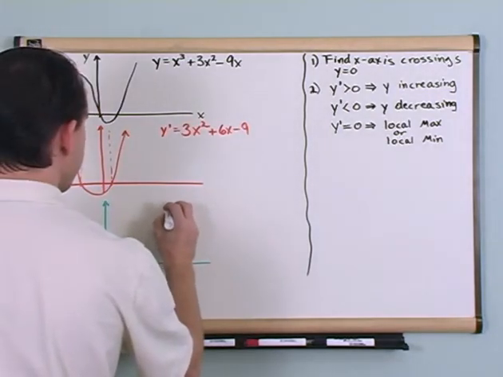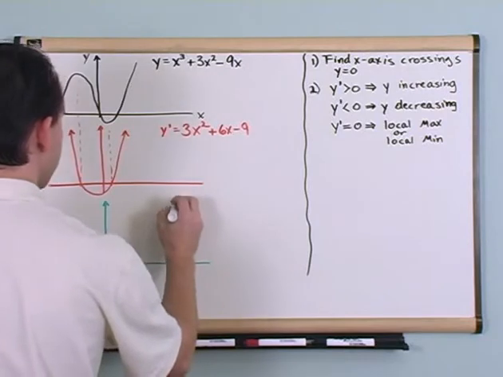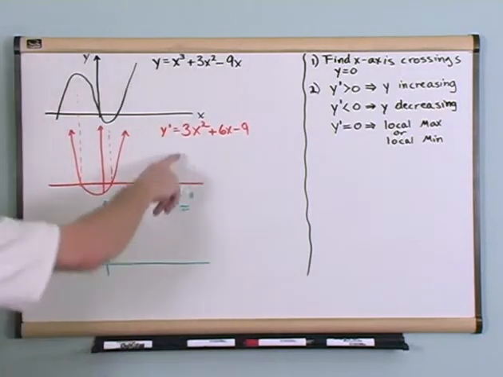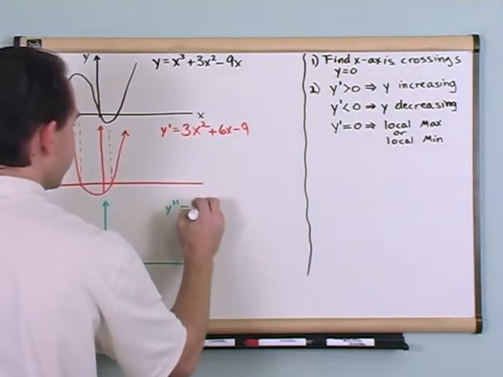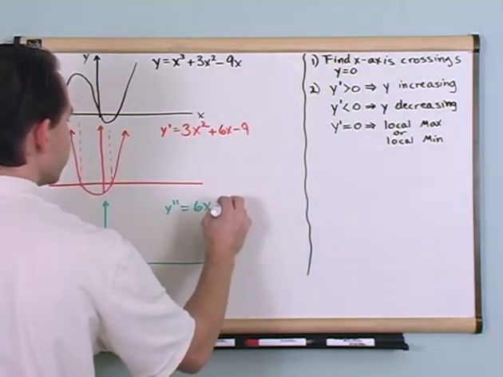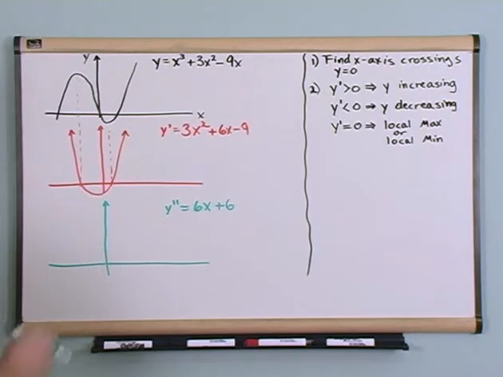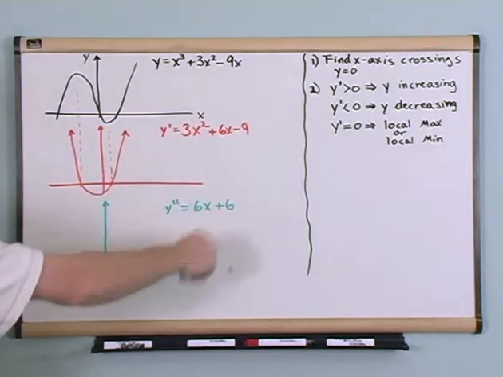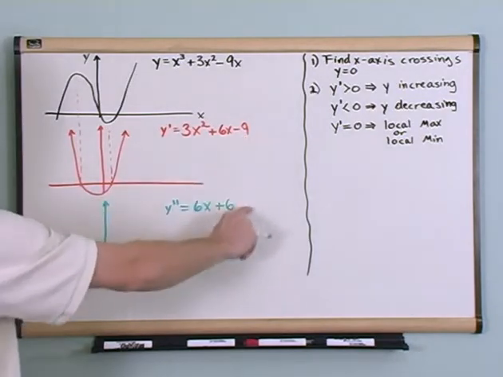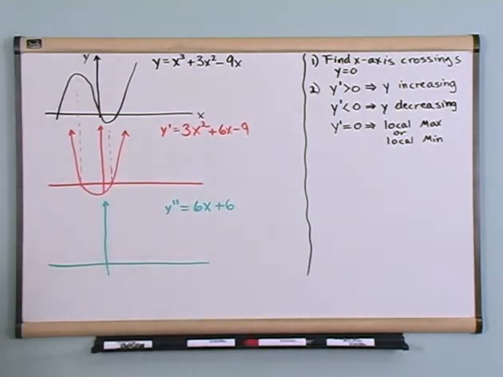Now, from your expert calculus skills, you should be able to calculate the second derivative, which would be the derivative of this function, which would be 6x plus 6. Okay? 3 times 2 is 6, the exponent becomes a 1, and then the 6 just becomes by itself. The derivative of this constant is 0, so I don't even write it down. This is the second derivative.